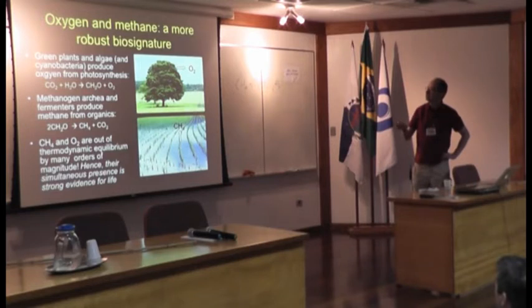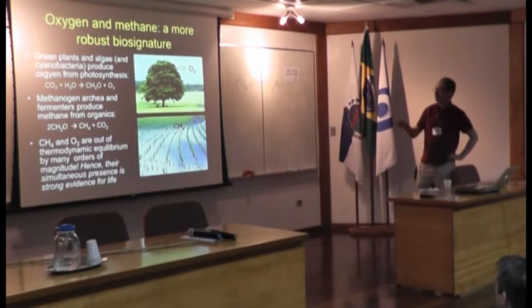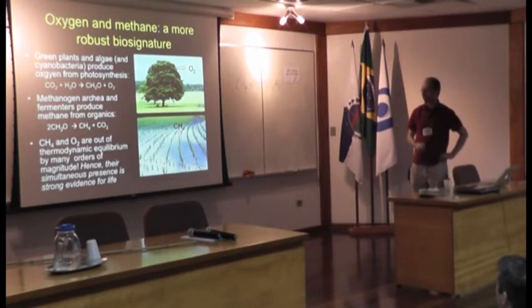So here's the photosynthesis for oxygen, and here's methane made from organics. This is a rice paddy. So there are microbes in here, in these anoxic sediments, which are making a lot of methane by decomposing organic matter.